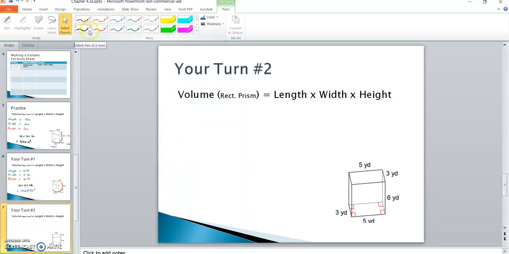Alright, so I'm going to have you do this one on your own. So the first thing that I'd like you to do is label the rectangular prism with your length, your width, and your height. So go ahead and pause the video and do that now.